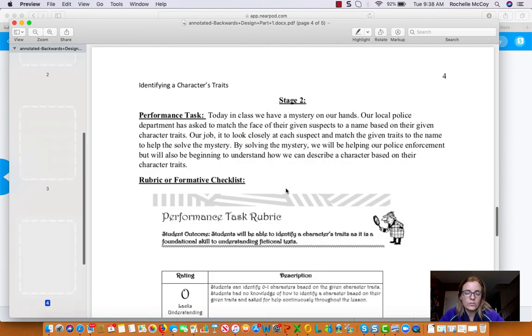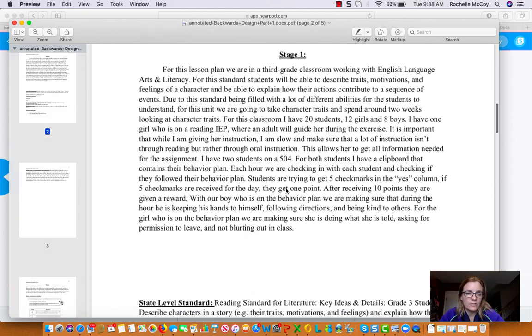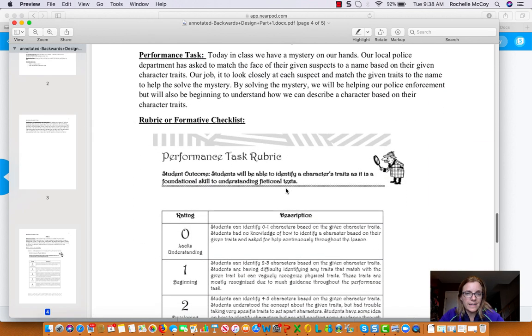But I want to show you a couple of quick examples. I'm not going to keep it on here for a long time. Here's the student's Stage 1, Part 1. Here's the second part. So their performance task was: today in class we have a mystery on our hands. Our local police department has asked us to match the face of their given suspect with their character traits. Our job is to look closely at each suspect and match the given traits to the name to help solve the mystery. By solving the mystery, we will be helping our police enforcement, and we will also begin to understand how we can describe a character based on their traits.